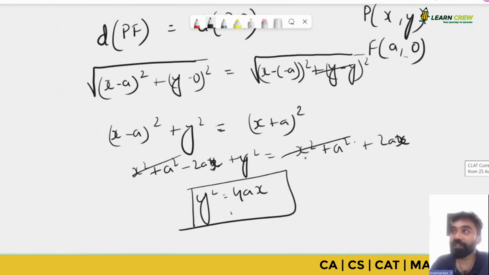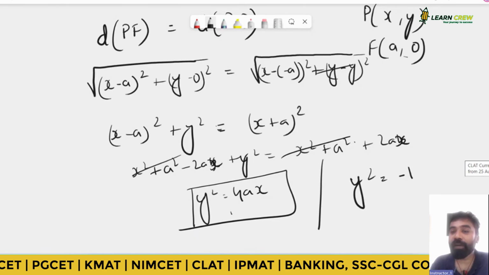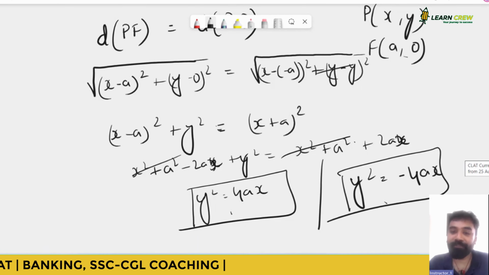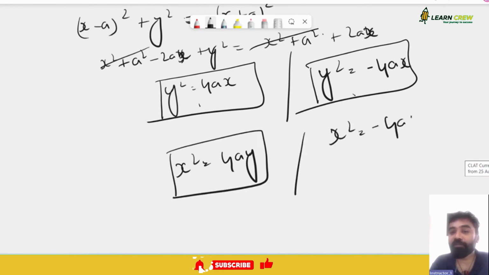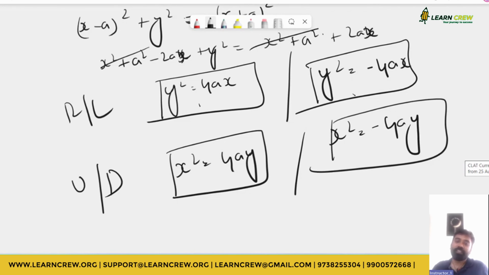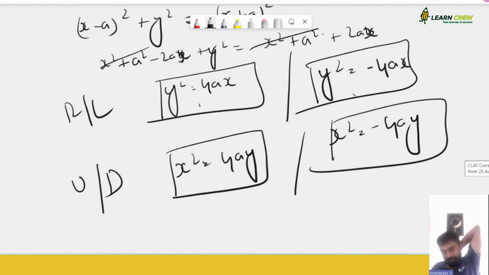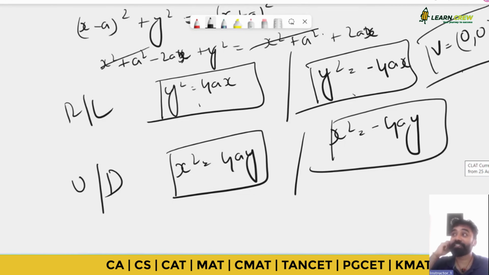If the parabola is shifted to the left side, the mirror image, it is going to be y square equal to minus 4ax. If the parabola opens upwards or downwards, it is not going to be y square. It is going to be x square equal to 4ay or x square equal to minus 4ay. This is for upwards and downwards. This is for right and left. Fine, this is how the equation comes. Whenever I give an equation of this sort, it means the vertex is the origin, 0, 0.